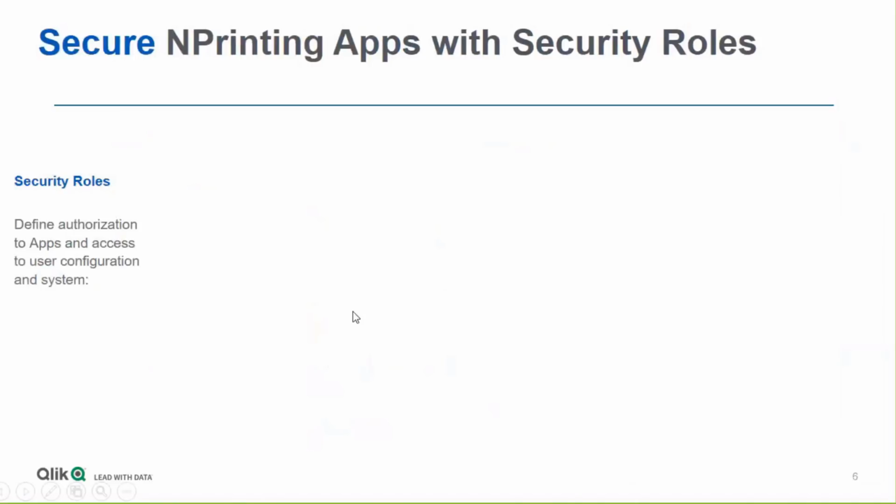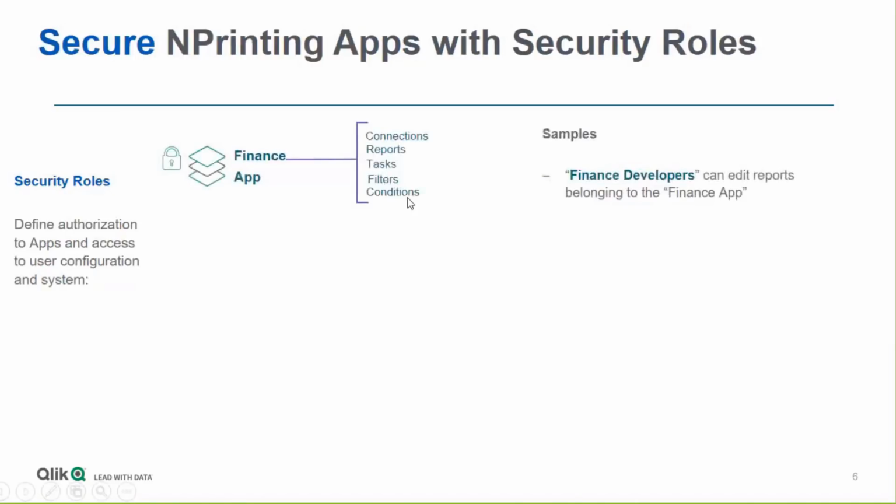An example of this follows. In the NPrinting environment, I could define a finance application. So this is an NPrinting finance application. And that finance application will have a series of connections, reports, tasks, and filters, and perhaps conditions, all associated with that NPrinting application. And on the right, I could develop a custom security role called Finance Developers. And the Finance Developers will only be able to edit reports belonging to the finance application and no other application.